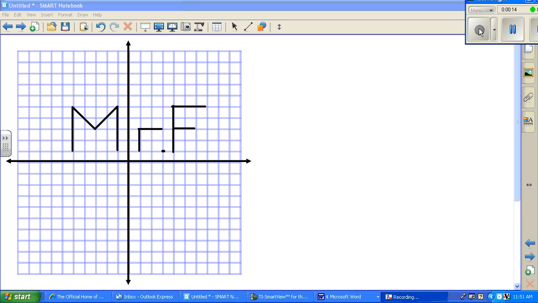I've graphed Mr. F. I'm going to show you how all this goes. Okay, let's start at the very beginning. Let's start with the M. Okay, start with the M of Mr.